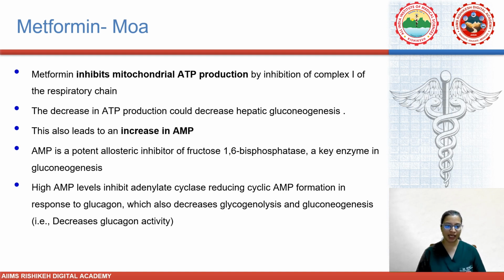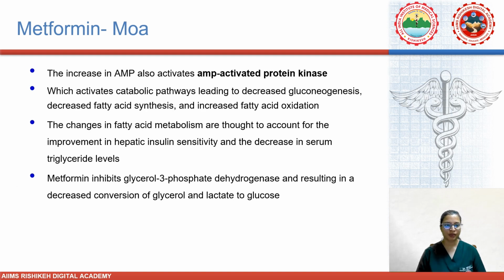High AMP levels inhibit the adenylate cyclase, reducing the cyclic AMP formation in response to glucagon, which also decreases the glycogenolysis and gluconeogenesis. So the increase in AMP also activates AMP activated protein kinase, which activates catabolic pathways leading to decreased gluconeogenesis, decreased fatty acid synthesis, and increased fatty acid oxidation. The changes in fatty acid metabolism are thought to account for the improvement in hepatic insulin sensitivity and the decrease in serum triglyceride levels. Metformin also inhibits glycerol 3-phosphate dehydrogenase and results in a decreased conversion of glycerol and lactate to glucose.